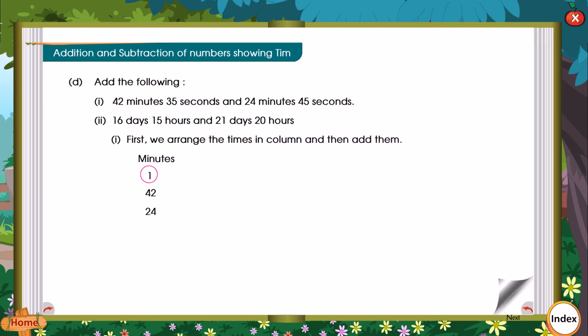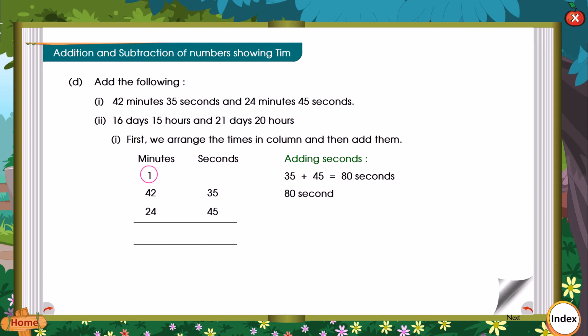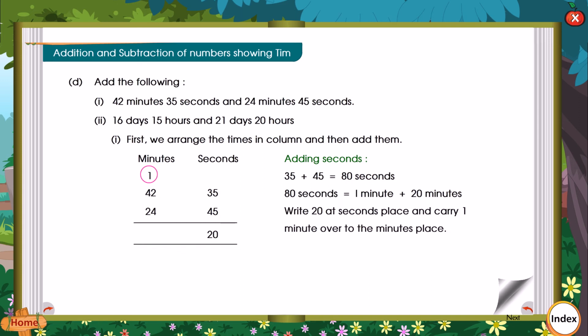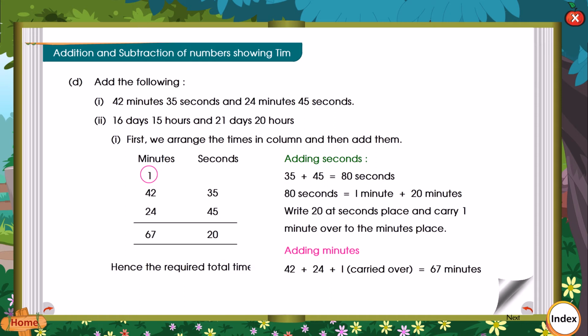Minutes, seconds. Adding seconds, 35 plus 45 is equal to 80 seconds. 80 seconds is equal to 1 minute 20 seconds. Write 20 at the seconds place and carry 1 minute over to the minutes place. Adding minutes, 42 plus 24 plus 1 carried over is equal to 67 minutes. Hence, the required total time is 67 minutes and 20 seconds.